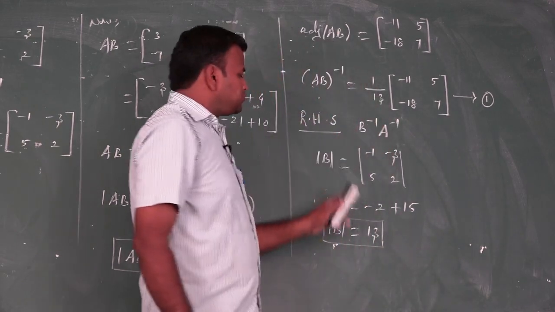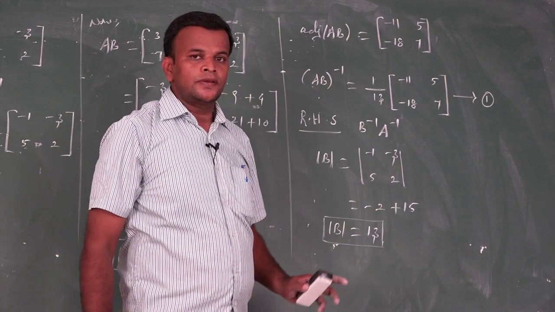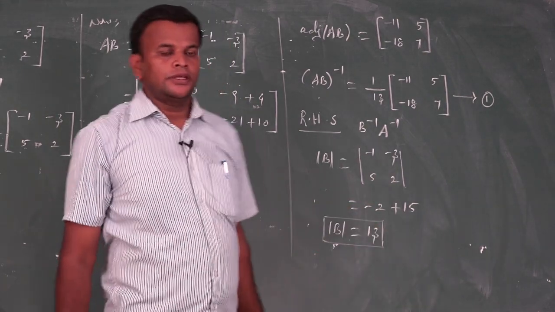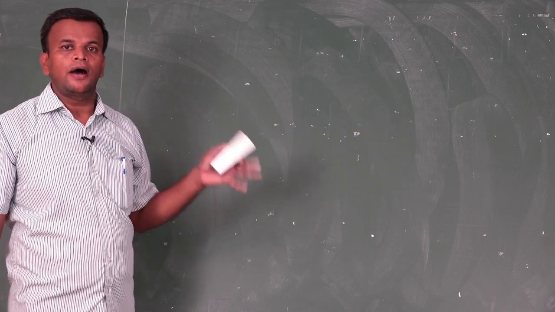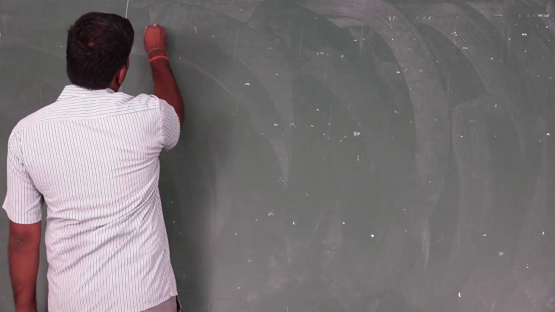So in B inverse we need first of all determinant B. Determinant B is over. Next we find adjoint B.